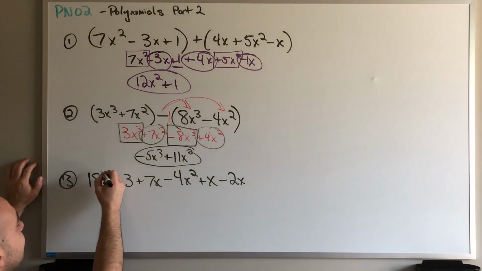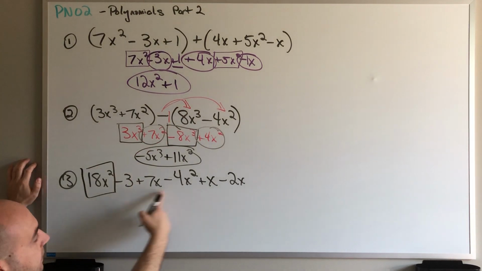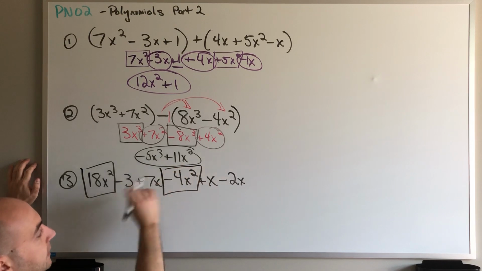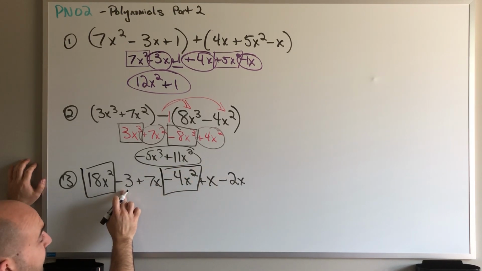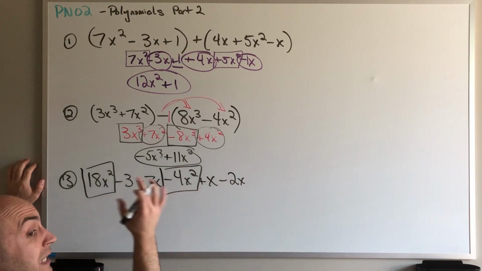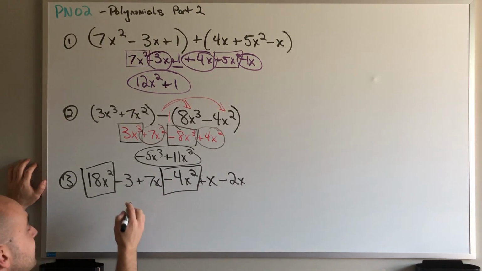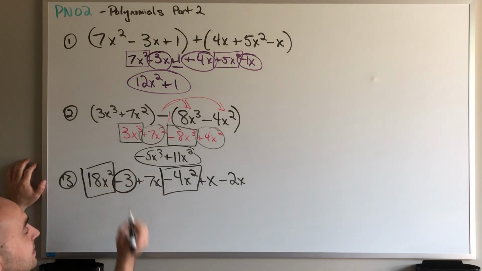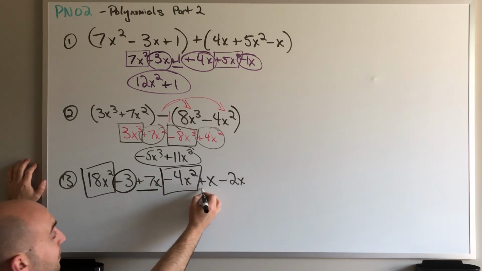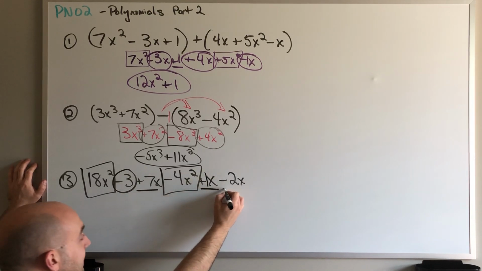Okay. I see 8x squared. Here's another one, negative 4x squared. No more. There's a negative 3 there. Ooh, well, I don't have any other constant terms. A constant is a number by itself. So I'm actually going to just put a circle around that by itself. Plus 7x plus x, which is a 1, negative 2x.